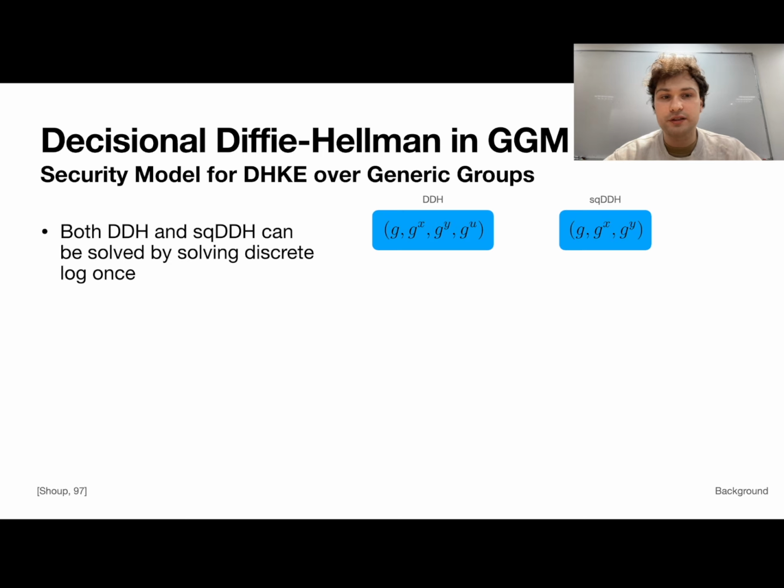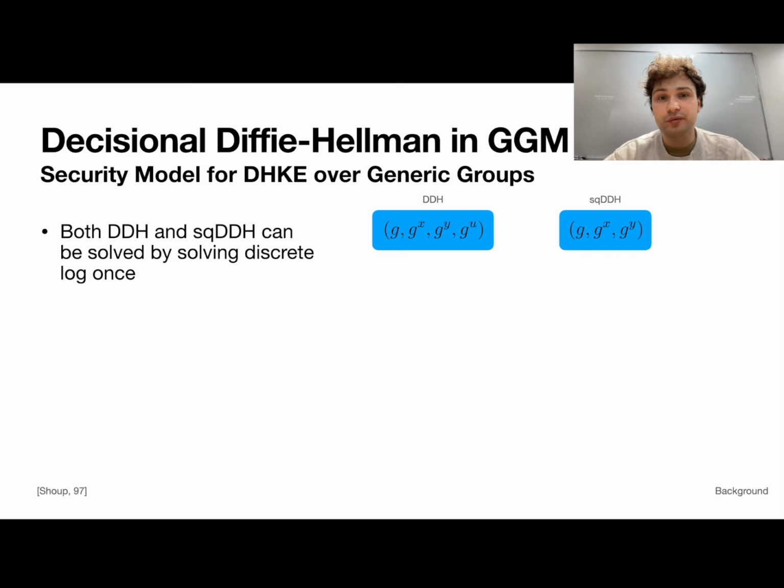And so one of the things that's going to be interesting in this case is noticing that both the DDH problem and the square DDH problem can be solved by solving the discrete log once. This is somewhat intuitive if you think about the Diffie-Hellman key exchange protocol, where if I'm able to recover the view of any one of the two parties and I know the message that was sent to that party, I can trivially compute the key that both parties agreed upon because I have the same view as one of the parties themselves. So specifically here, how am I actually going to do this?